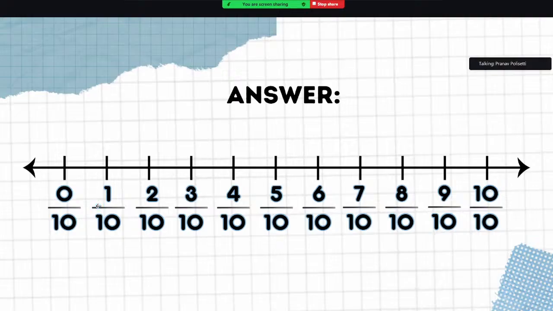So let's get back to how to answer the question. We have 0 divided by 10. And then to get to the next vertical line, we add 1 divided by 10 because we have 10 total pieces. So we get 1 over 10. And then we have 2 over 10 because we have 2 total boxes. We have 2 boxes out of the 10 total boxes. And we keep doing that until we get to all 10 boxes at the end, at the last vertical line.